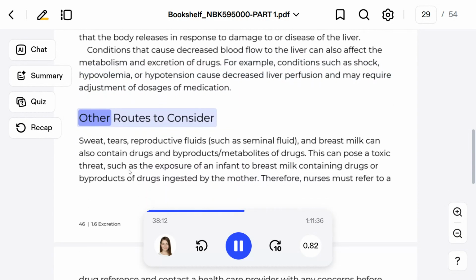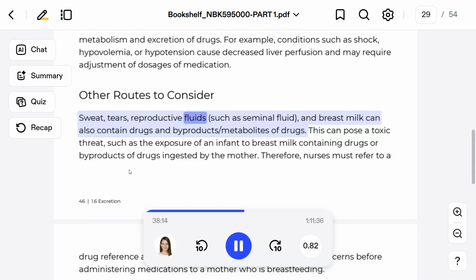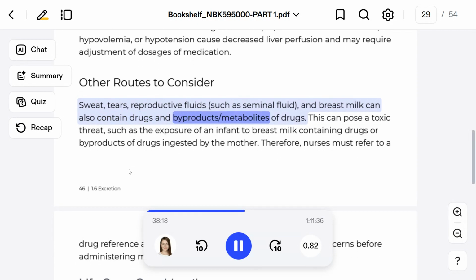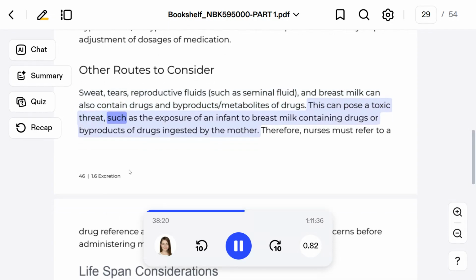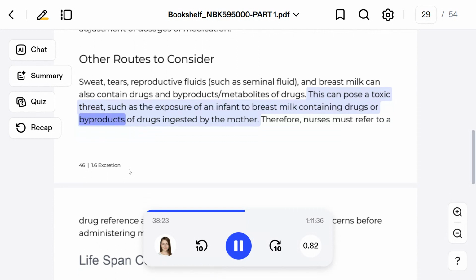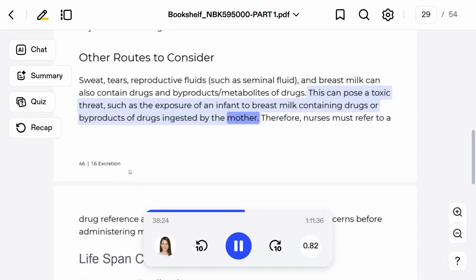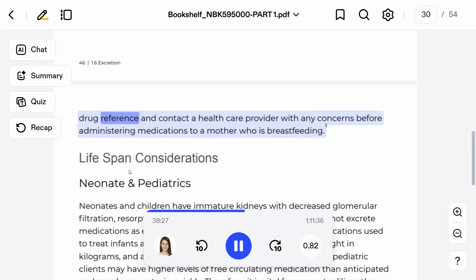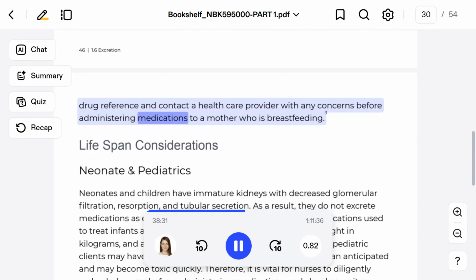Other routes to consider: sweat, tears, reproductive fluids, and breast milk can also contain drugs and byproducts, metabolites of drugs. This can pose a toxic threat, such as the exposure of an infant to breast milk containing drugs or byproducts of drugs ingested by the mother. Therefore, nurses must refer to a drug reference and contact a healthcare provider with any concerns before administering medications to a mother who is breastfeeding.